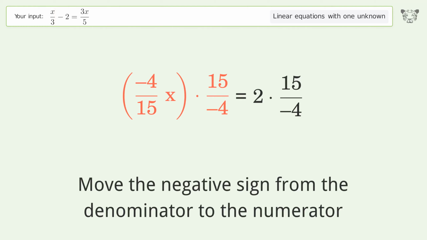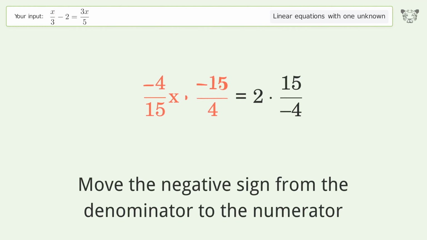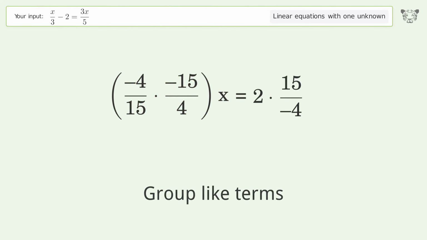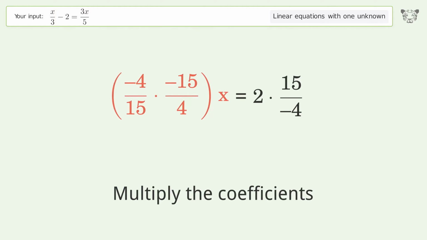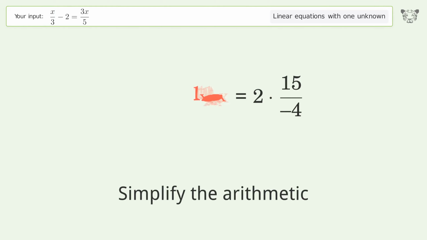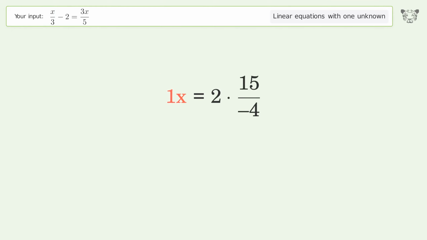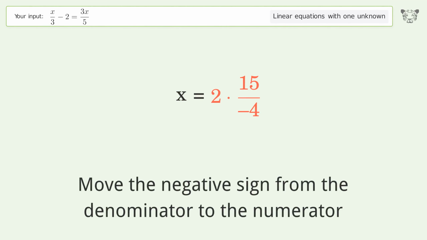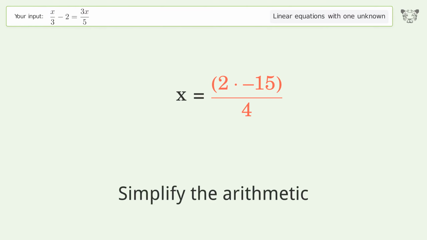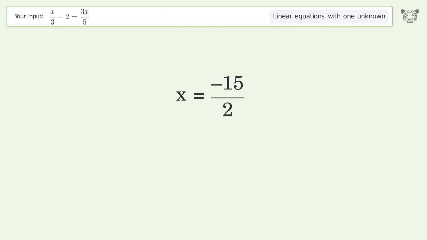Move the negative sign from the denominator to the numerator. Group like terms. Multiply the coefficients. Simplify the arithmetic. Move the negative sign from the denominator to the numerator. Multiply the fractions. Simplify the arithmetic. And so the final result is x equals -15/2.